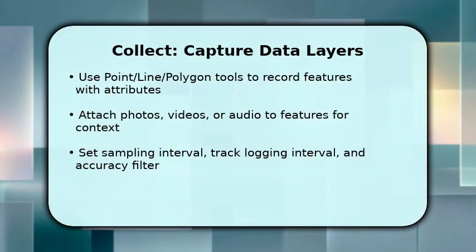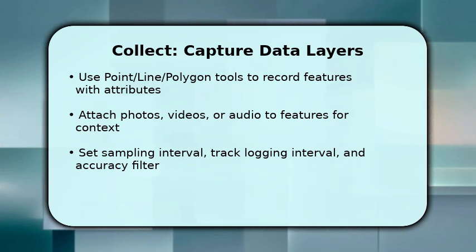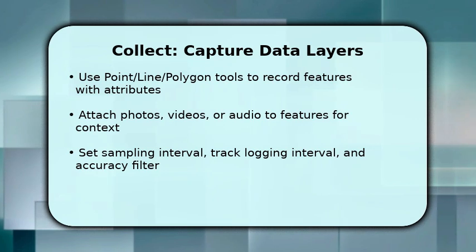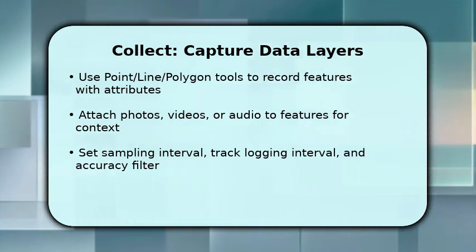You now collect features. Use the point, line, and polygon tools to map objects and immediately add attribute values. This enforces consistent data. Once you add a feature, attach photos or notes to document condition or metadata.